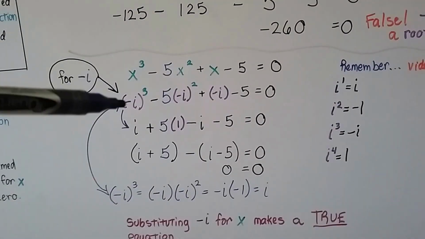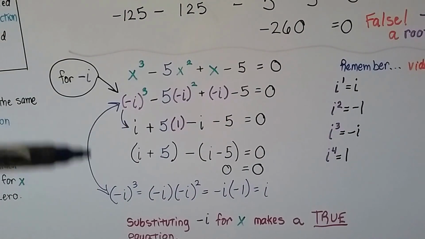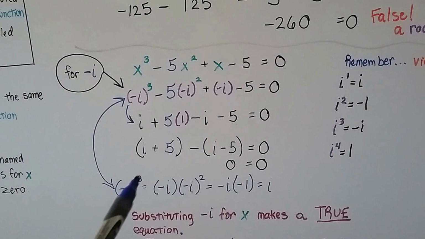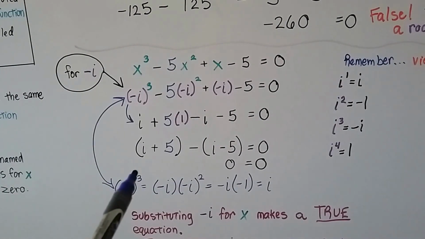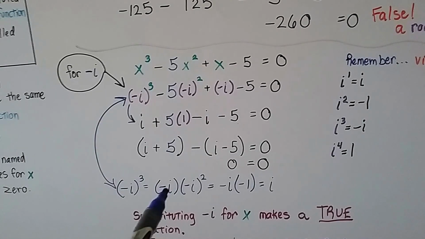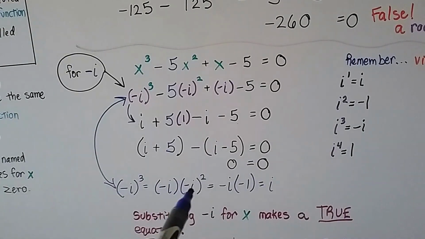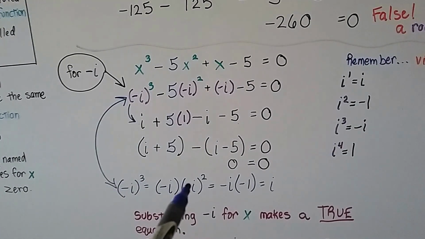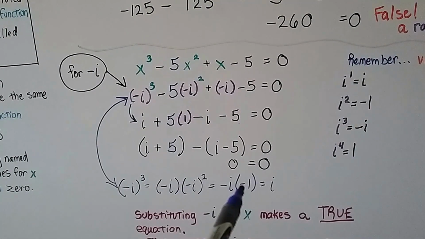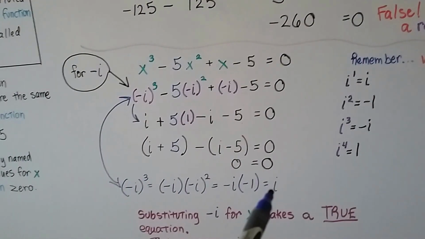And when we have negative i to the third power, what's happening is we're going to just get an i. When we have negative i to the third power, we can split this 3 into a 1 and a 2. So we have a negative i to the first power times negative i squared. And that's going to give us a negative 1. So we have negative i times negative 1. That's going to give us just an i.